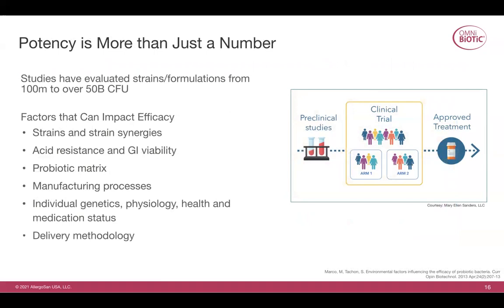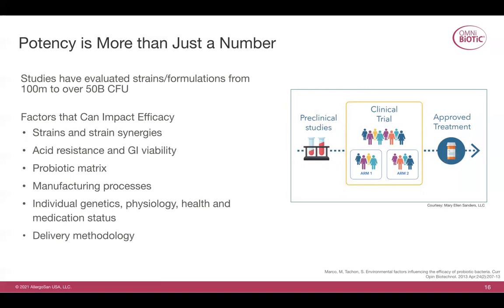This is the "it's not the number of CFU, it's what you do with them that counts" slide. Studies have evaluated strains and formulations ranging from 100 million CFUs to over 50 billion CFUs. And as a reminder, CFUs are colony forming units. Way back on that slide that talked about the specific examples of different strain impacts, those little dots on the slide, each of those is a colony forming unit.